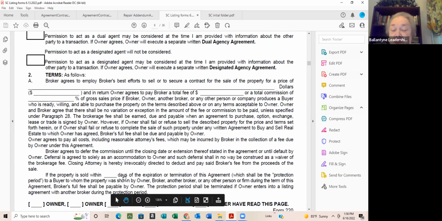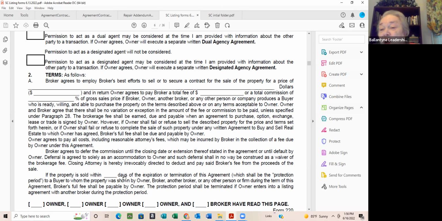Down to the bottom here, this is what's called a protection period. A protection period is designed for a seller who thinks that they can wait till the listing expires. And when it expires, then they can work with that buyer that you brought in and maybe cut out the commission. Well, the form writers put this little paragraph in there as a protection that if they were to try to do that, they would still owe you a listing side commission up to the days that you put in there. I just kind of chose 90.